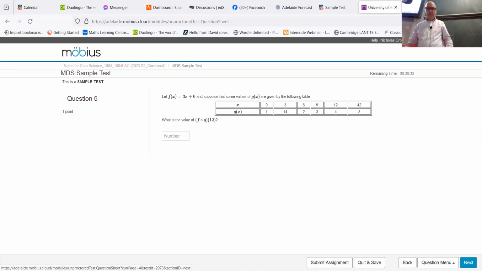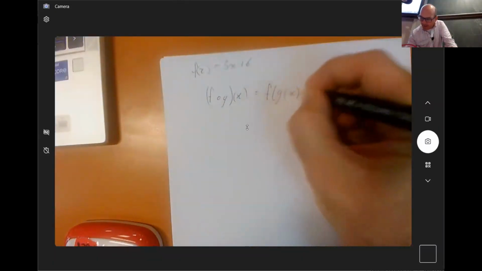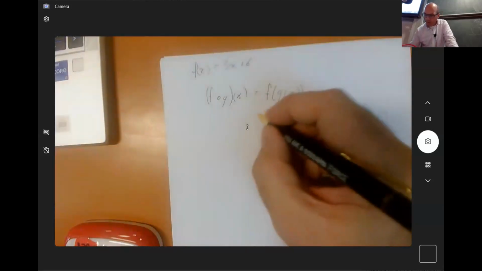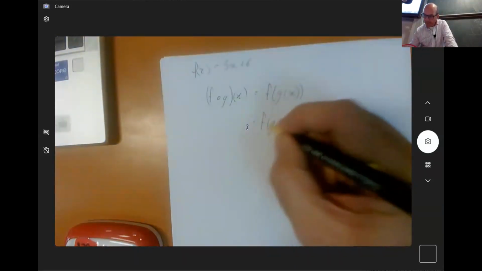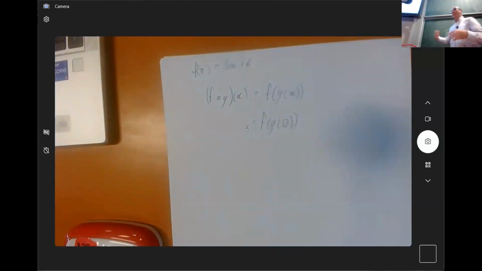So when we do f composed of g, f of x is equal to 3x plus 6. When we do f composed of g as a function of x, that is the same as saying f of g of x, all right? And so when I want to work out f of g of 12, this bit is in brackets, so I've got to work out the g of 12 first, and that's the number I'm putting in for x, okay?